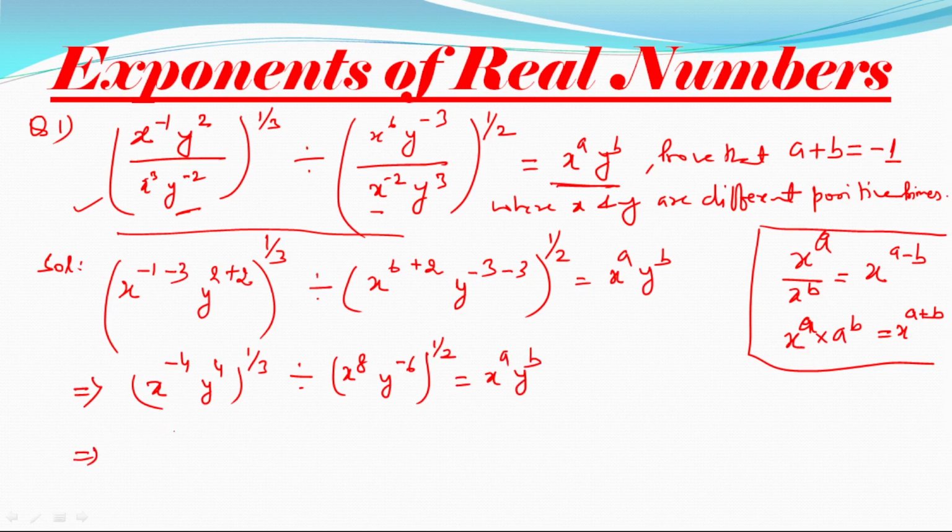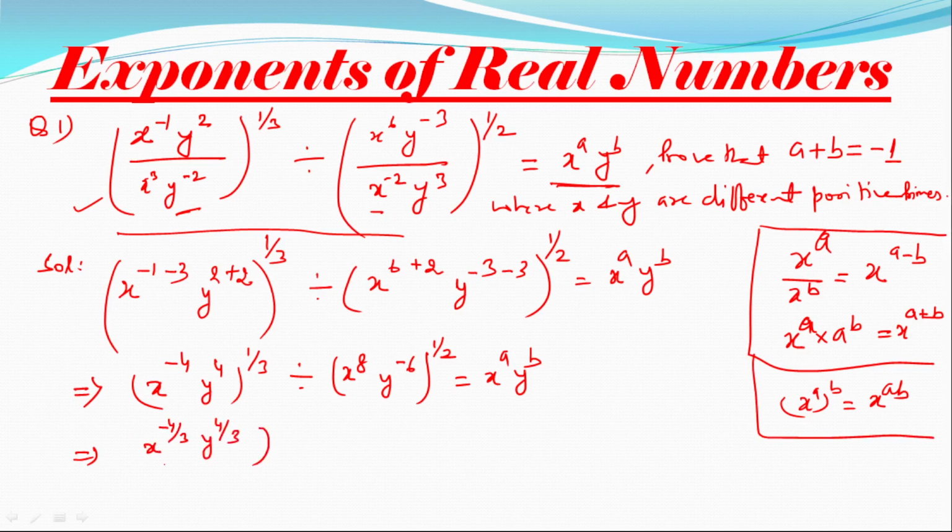Further, this will be again like this. So this 1 by 3, and one more formula let me write. x to the power a, and in bracket if b is there, it will become x to the power a into b. This also we need to include. So that's why it will become minus 4 by 3 and y 4 by 3, divided by x to the power 8 by 2 and y minus 6 by 2, fine, is equal to x to the power a and y to the power b.